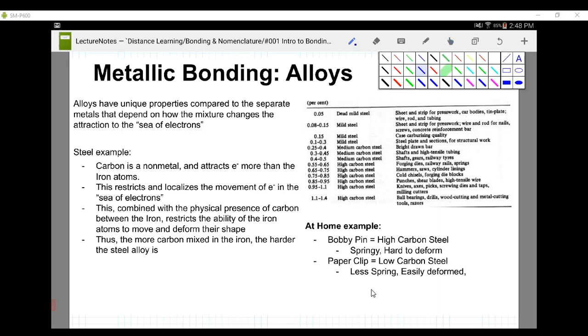So here, this table on the right is taken from one of those steel classes' textbooks, and we see that as the percentage of carbon increases, we get much harder examples and uses of the metal. For example, drills have really high carbon steel, but wires have really, really low carbon steel. An at-home example of this would be something like a bobby pin, where it's springy and hard. To deform it, you have to use a lot of force. Whereas a paper clip is low carbon steel, you can easily bend it and shape it and do whatever you want with it.